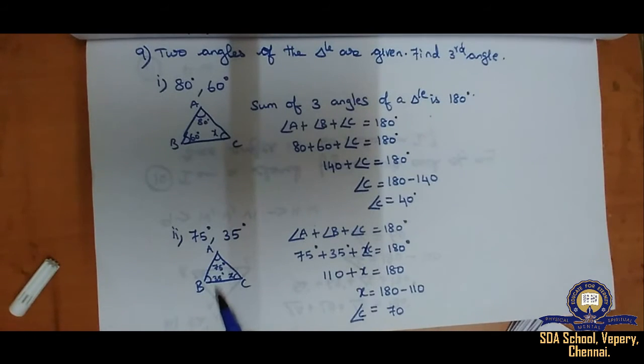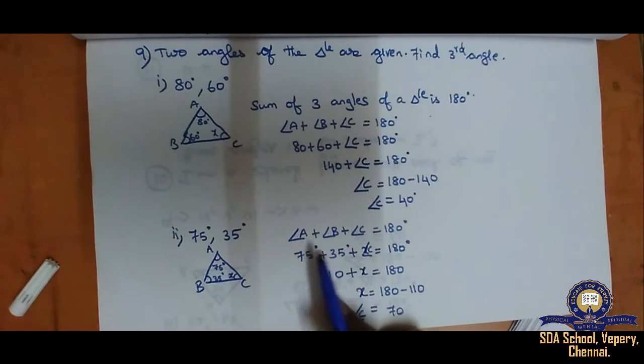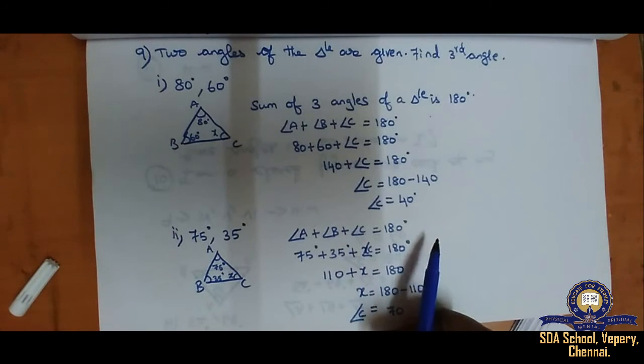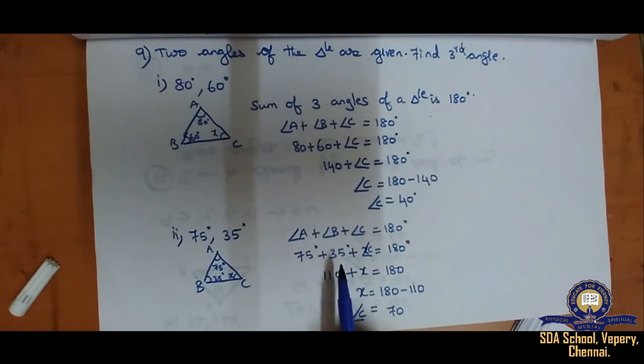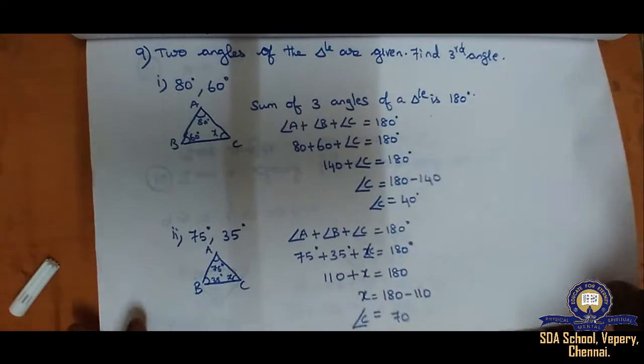Next question, 75 and 35. So angle A plus angle B plus angle C equals 180 degrees. 75 plus 35 are the two angles. Angle C is not given. If you add, 110 will come. If I take 110 to that side, 180 minus 110 becomes 70 degrees. So the third angle is 70 degrees.